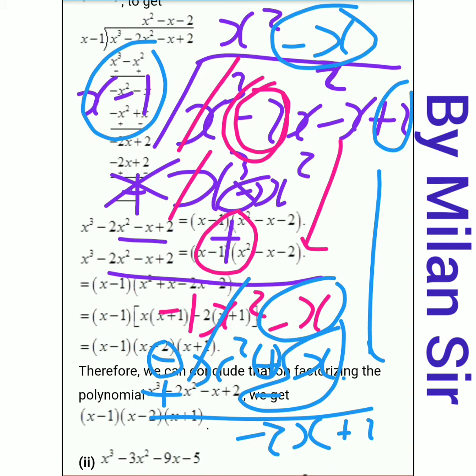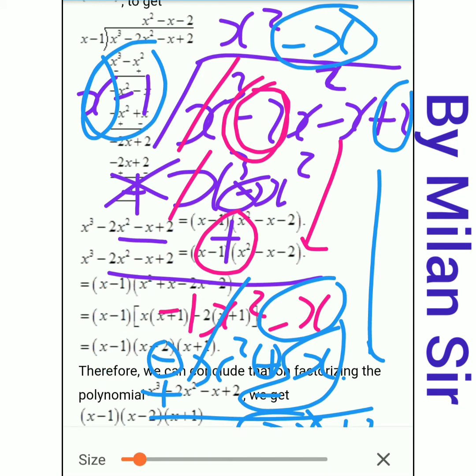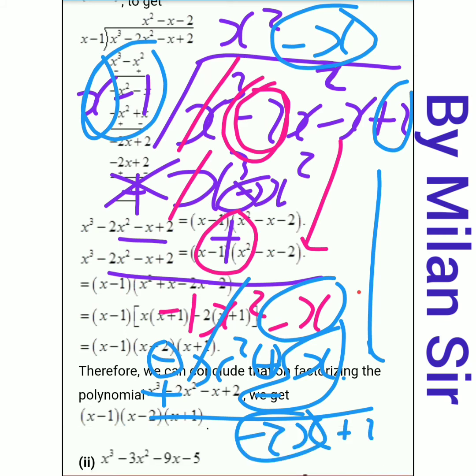Again we need to divide the first term by the first term. So minus 2x divided by x, then x cancels, and your answer is minus 2. That you need to write in the answer. So here just write down minus 2.